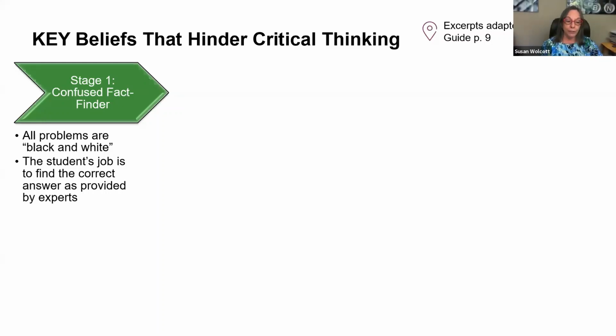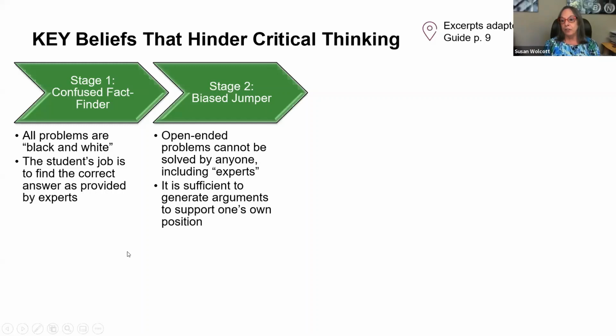So once a student has learned that they have to actually use their own judgment, because not all problems have single correct answers that can be memorized, then they can move to what I call stage 2, the biased jumper. And as I said before, these first 2 stages are the most common that we see in introductory accounting courses. So these are the 2 we want to focus on here.